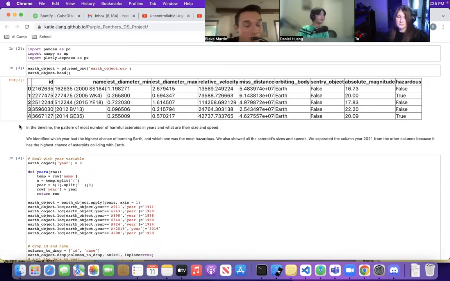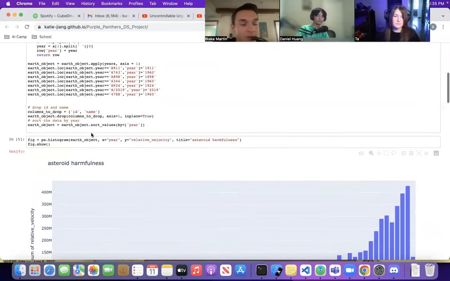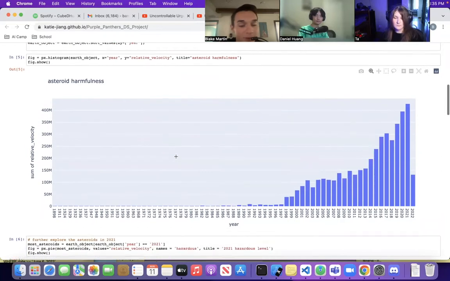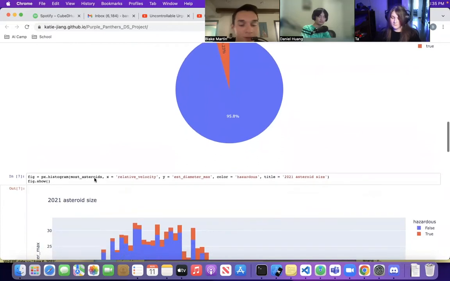Yeah, so in this chart, you can see the pattern of the most harmful asteroids in years and their sizes and their speeds. We identified which year had the highest chance of harming Earth and which one was the most hazardous. And this also shows all the asteroid sizes and speeds. They also separated the column year 2021 from the other columns because it actually had the highest chance of asteroids colliding with the Earth. Right, and here's our code and some of our charts pertaining to this section of the project. Some more code, a histogram.